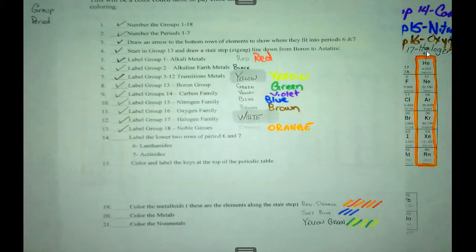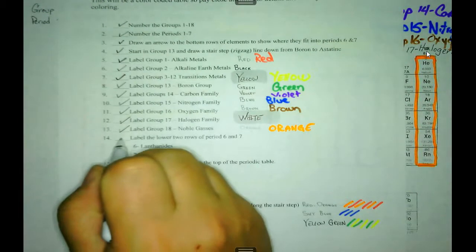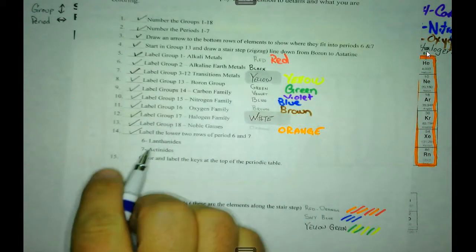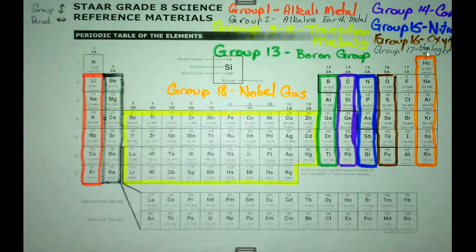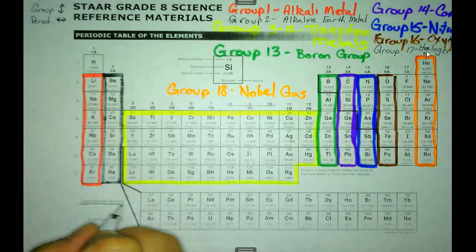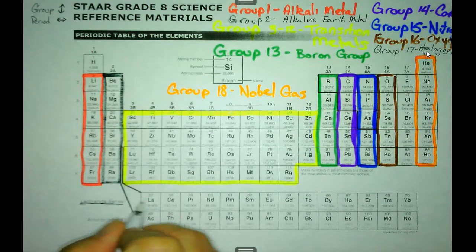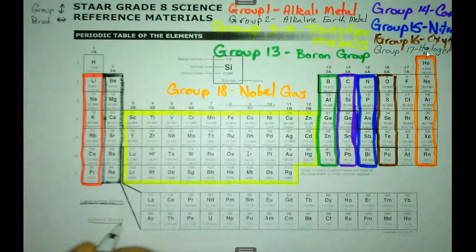Now we're moving on. We have bullet number 14 right there. Label the two rows of period 6 and 7, the lower rows. All right, so this is going to be the lanthanides, and they're going to go right there with lanthanum and actinide. So they're already labeled. Just underline them. Know that that's where they are. Lanthanides and actinides. All right.